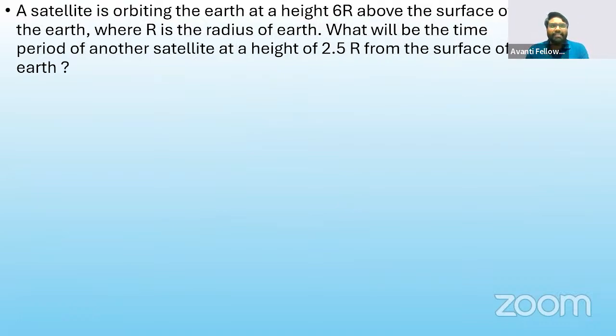A satellite is orbiting the earth at a height of 6R above the surface of the earth, where R is the radius of the earth. Then what will be the time period of another satellite at a height 2.5R from the surface of the earth? So look, this is a question based on Kepler's law.